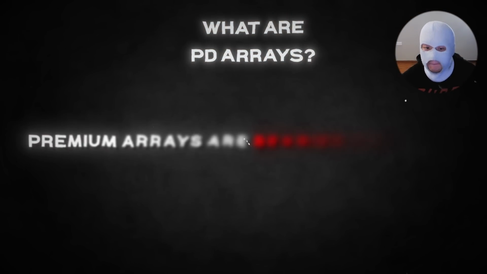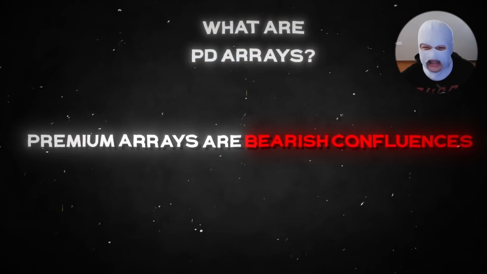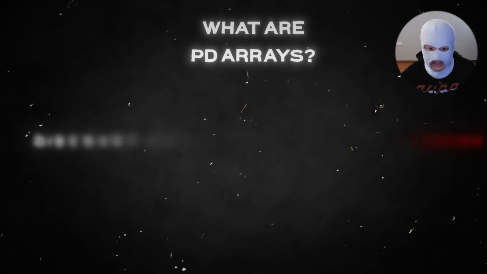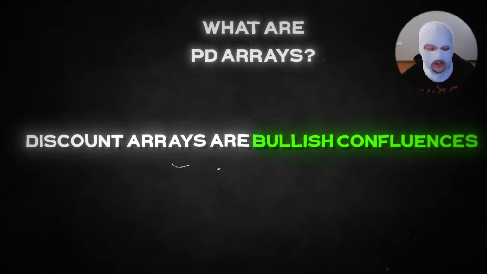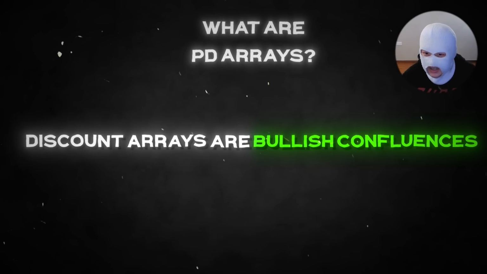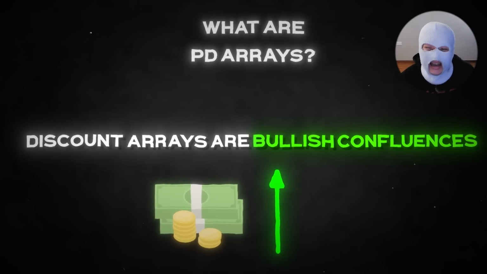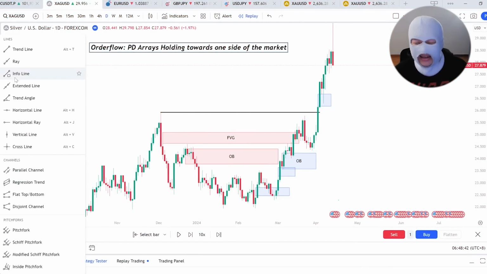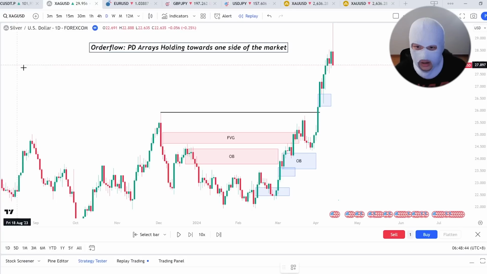Now, I'll be using terms like premium and discount arrays throughout this video, so I'll define them right now. Premium arrays are bearish confluences, meaning that these patterns should push price lower. Discount arrays, on the other hand, are bullish confluences, meaning that these patterns should push price higher. Back to the main point. What is order flow? In its simplest terms, order flow is PD arrays holding towards one side of the market.